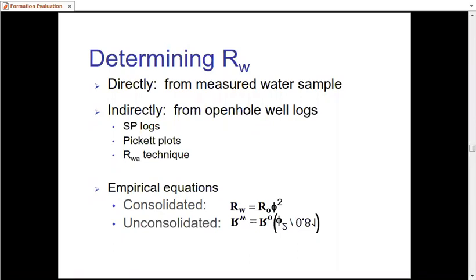And you have 2 types of equation in RW or water resistivity calculation, for consolidated and unconsolidated formation. You have 2 types of equation or empirical equation.